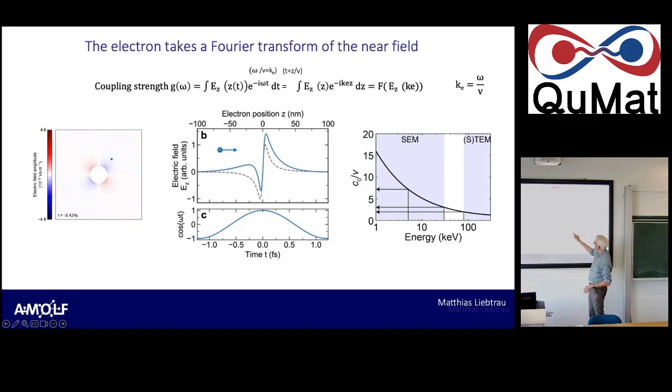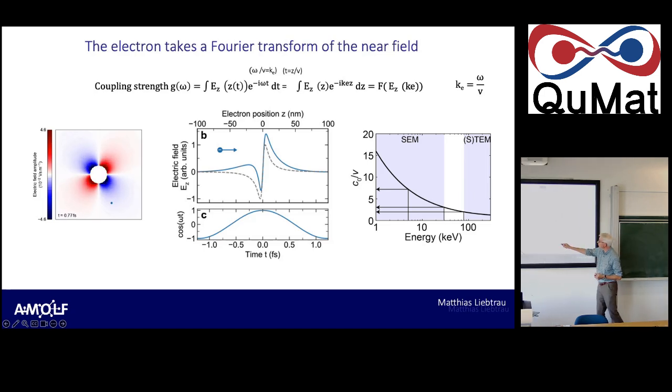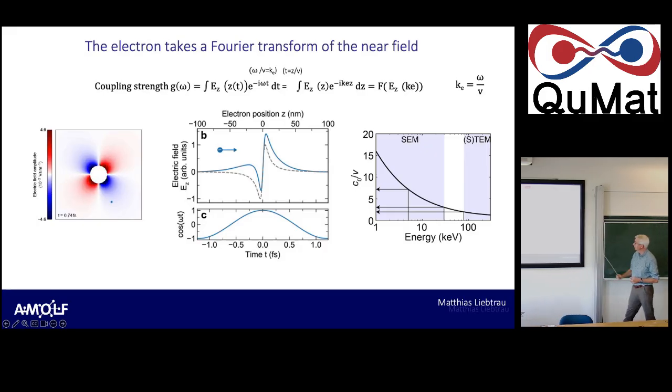Forget about the details. You can write this as a Fourier transform. The excitation couples specifically to spatial frequencies that match the velocity of the electron. Simply said, the best energy coupling occurs when the electron gets a kick all the time that is in phase with this oscillation of the electric field. If it's out of phase, it's accelerated, then decelerated. So we're measuring the Fourier transform. This effect is strongest when there are Fourier components in this distribution that match the electron velocity.